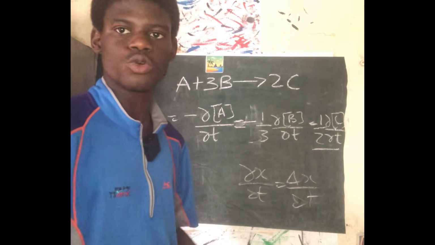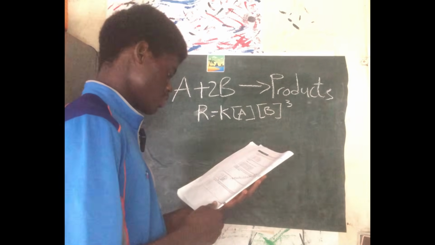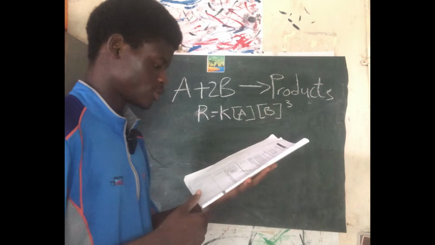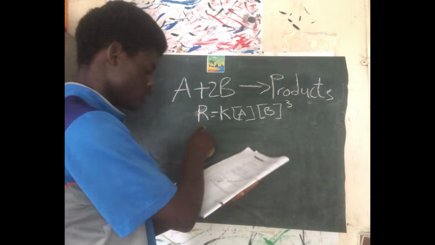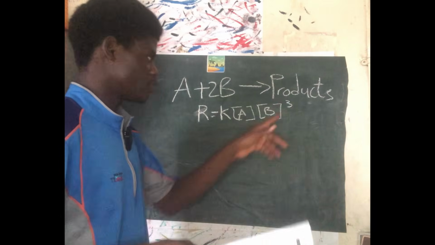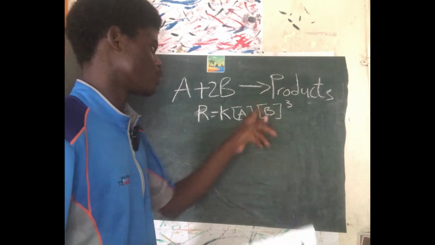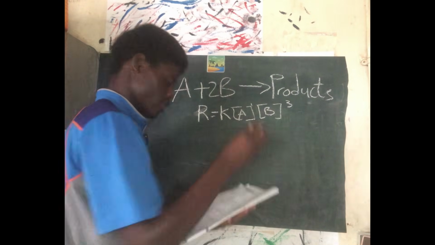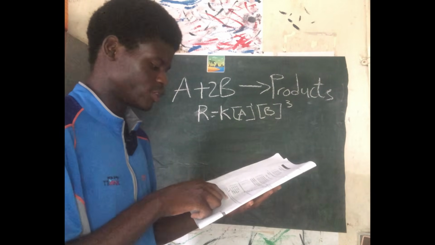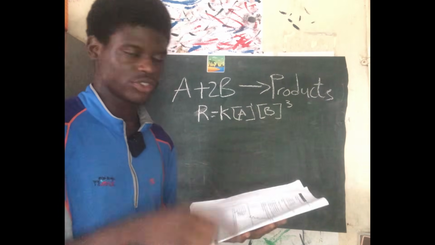So they said the reaction A plus 2B gives product. It has the rate law of R is equal to k[A][B] raised to power 3. That means this one is third order, and this one is first order. But there's an invisible one here. And they said if the concentration of B is doubled, while that of A is unchanged, by what factor will the rate of reaction increase?